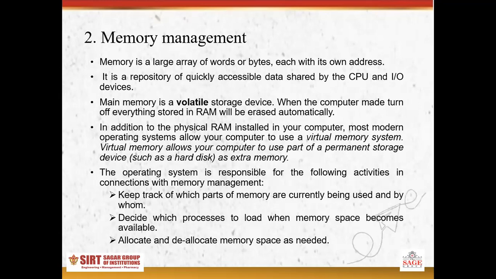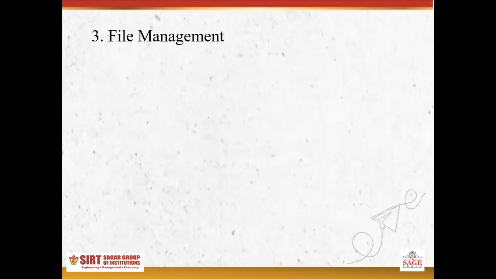Meaning, OS decides which part of the memory would be taken by a process in ready state. Third point, allocation and deallocation of memory space as needed. So this is also done by memory management. It sees the state of memory allocation or deallocation both.